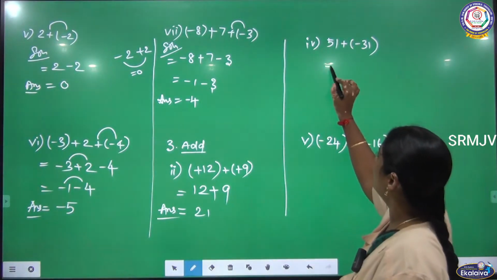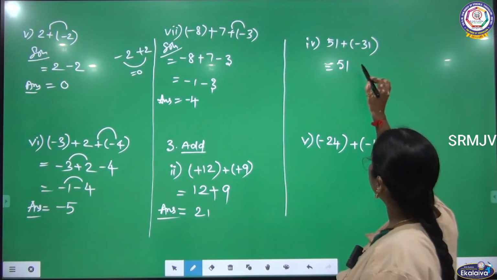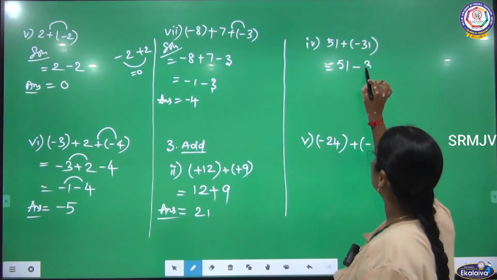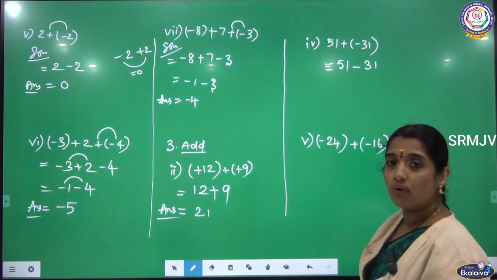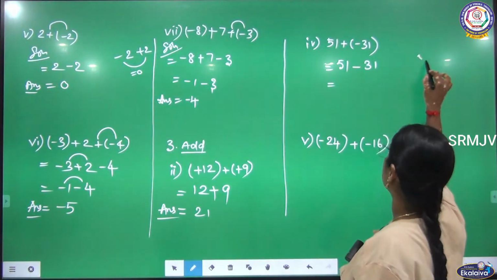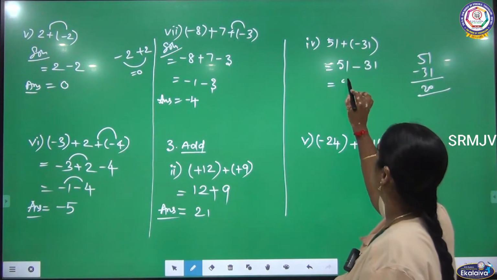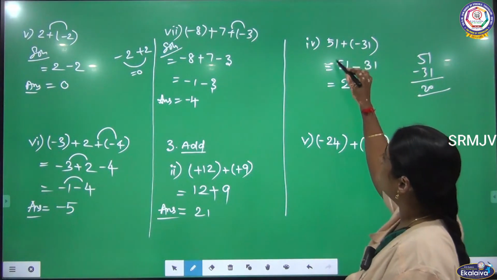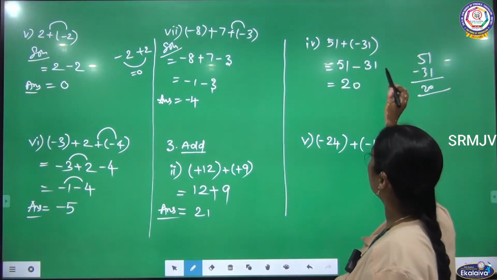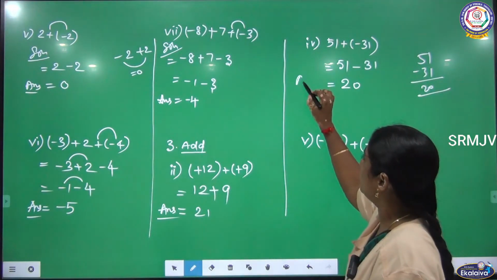See, listen here, 51, write the 51 as it is, plus into minus, which is what? Minus 31. So write that 31. So 51 minus 31, which is what? Subtract 31, which is 20 is your answer. So 20, and see here a positive integer is greater when you are comparing with the negative integer. So for that put that plus sign here.